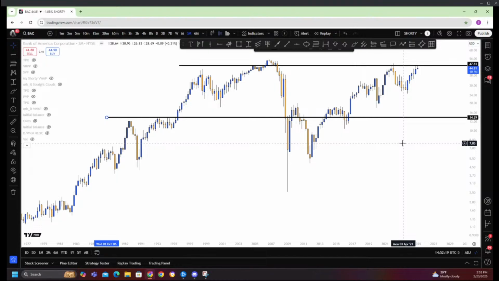December puts for Bank of America are $41. And 25, wow. I mean, they have a lot of interest here on some of these. There's quite a bit of interest here on these. Pretty crazy.